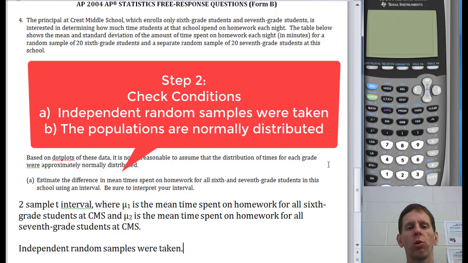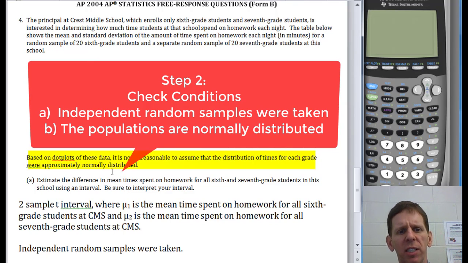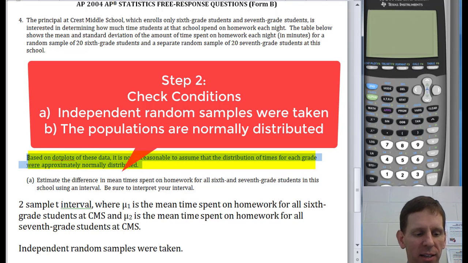Second condition, we're looking for something that talks about normal. And underneath the chart, based on dot plots of these data, it is not unreasonable to assume that the distribution of times for each grade were approximately normally distributed. Yes, we have it right there. The sample size wasn't big enough. We don't have data to even graph, but this sentence we can flat out plagiarize. Unfortunately for you, you're going to copy it down. I've got cut and paste.